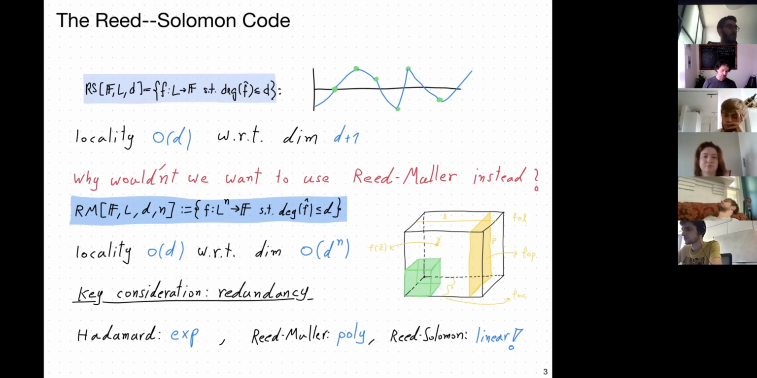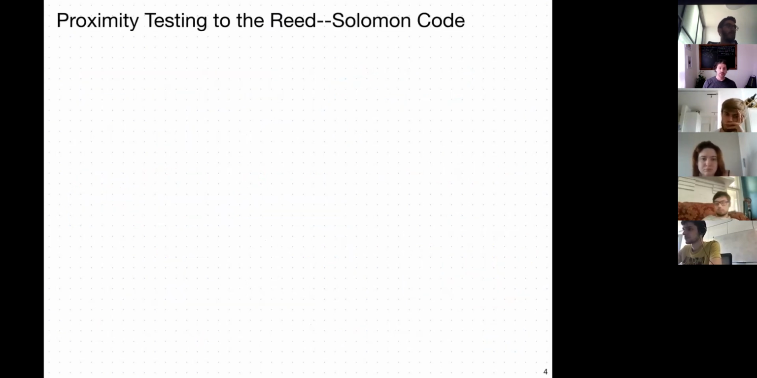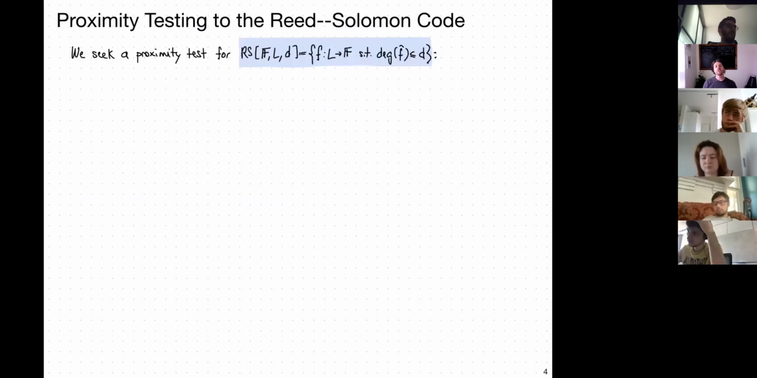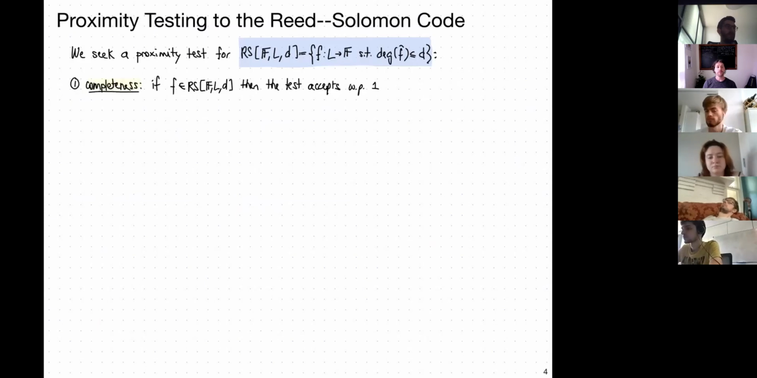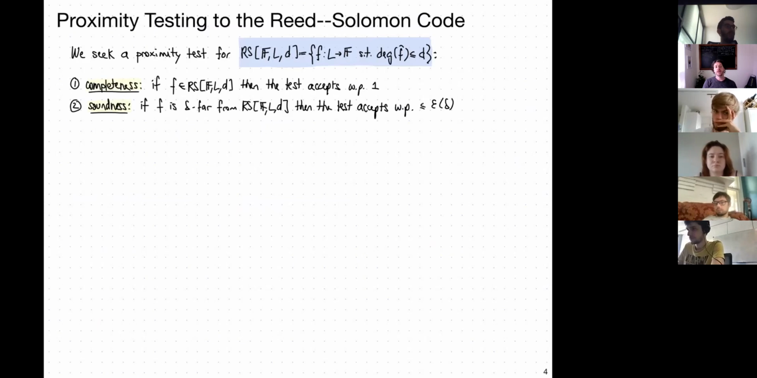Okay, so that's the Reed-Solomon code, and hopefully this gives some idea of why we want to consider it. So let me state the problem that we want to solve. We want to find this proximity test, this property testing for Reed-Solomon. So what does it mean? We want that if somebody gives us a valid code word, we'll accept with probability 1. And if somebody is giving us something which is far from a valid code word, then we'll reject it with probability which is close to that distance.